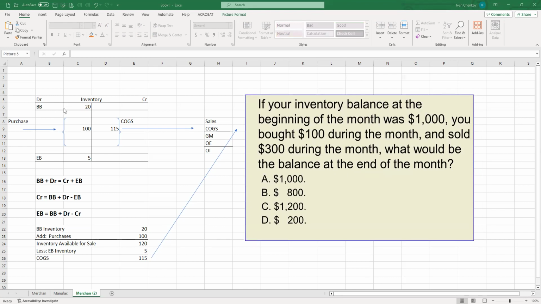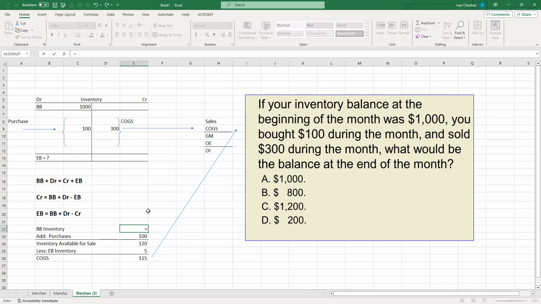Yes. Okay, so what do we have? In the inventory, we have a beginning balance of 1,000. We have purchases of 100 and we sold 300. The question is, what is our ending balance equal to? Okay, let's do this. Which formula are we going to use first? We're going to use exactly this formula, right? Beginning balance plus the debit minus credit is going to give us the ending balance.